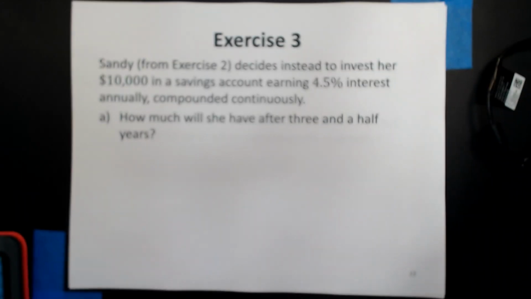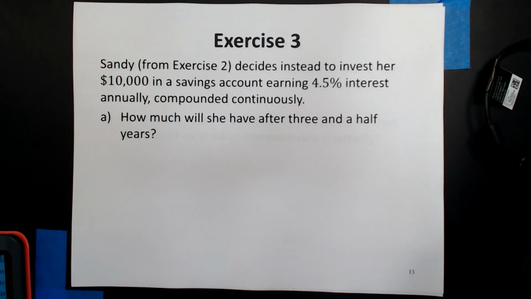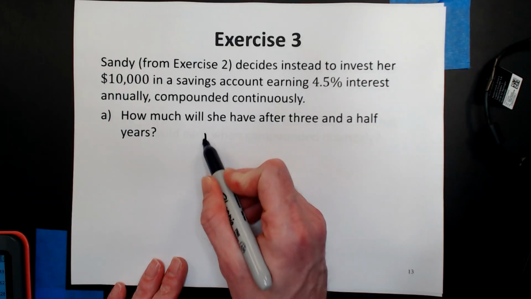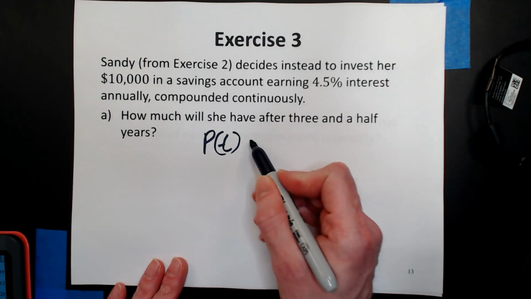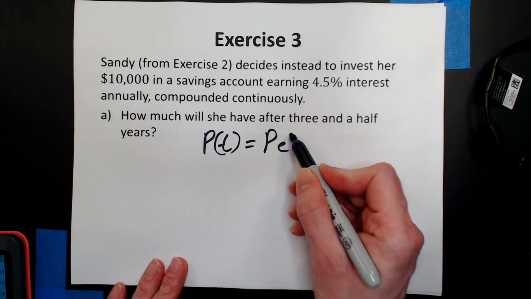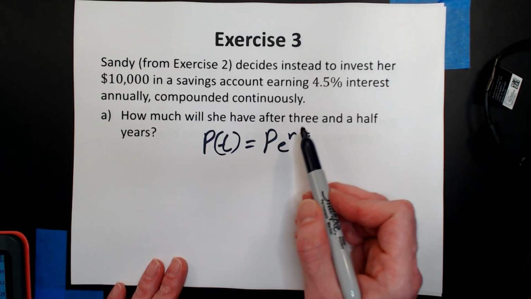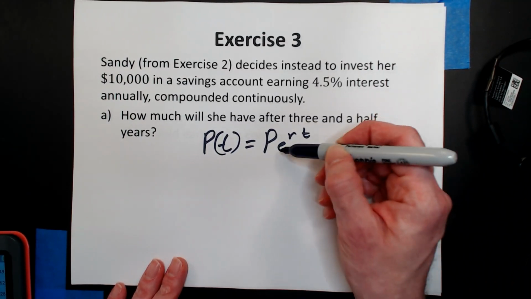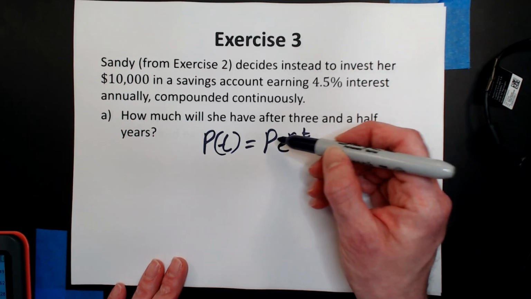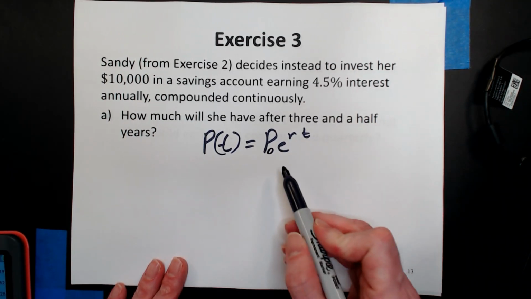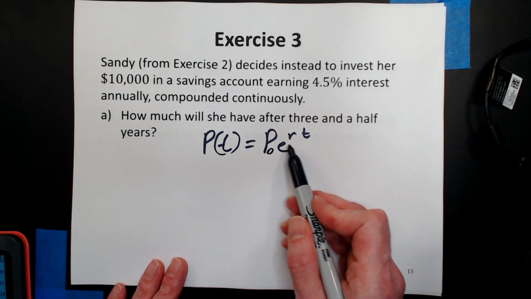So from exercise 2, we do the same investment, but now she's going to say compounding continuously. So instead of the old formula, we're going to use A equals P e to the rt. And so this is going to be rate, this is time, e is your natural number, P is your initial amount, P sub 0. And some people remember this as being the word PERT.